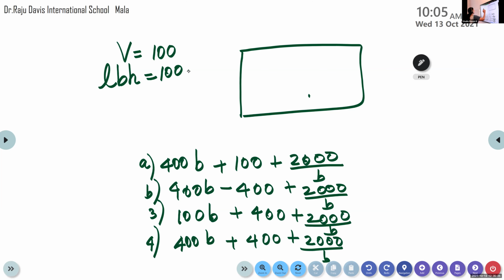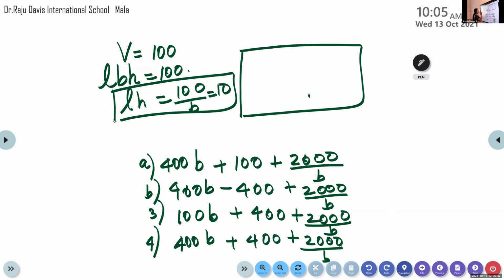So here already breadth is given, isn't it? What is given about the breadth? Breadth is given as 10, isn't it? So L into H will be 100 by B, which is 100 by 10, which is 10. LH is equal to 10.